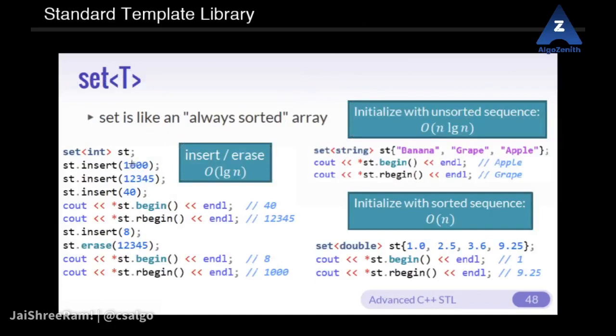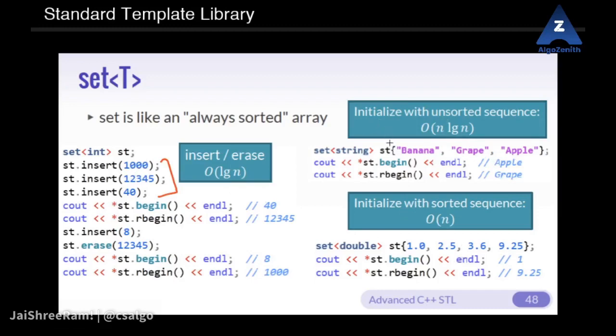So you put in values 1000, 12345, 40, and if you find the first element, it's 40. It's always sorted. What's the last element? 12345. So it keeps these things in sorted form. If you insert 8 and erase the last element, and insert 12345, the first element is the smallest, that is 8. The last element is the largest, that is 1000, because you have removed it, right? Same goes with strings. You can have strings, you can have doubles inside this, right?